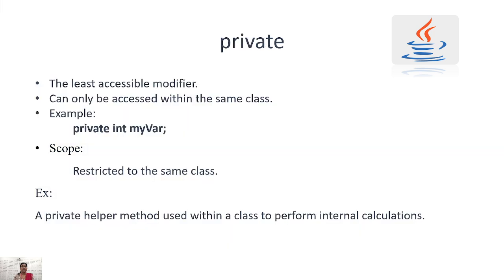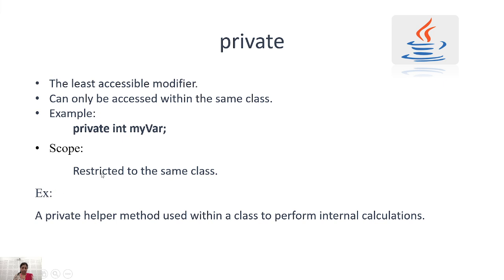Next, we will see the private one. As the name specifies, private means it has the least scope, restricted to that particular class. So that is the private access modifier. It can be accessed only within the class. How will you define it? Like public and protected, we just mention private and then whatever the name of the variable or the name of the method is.